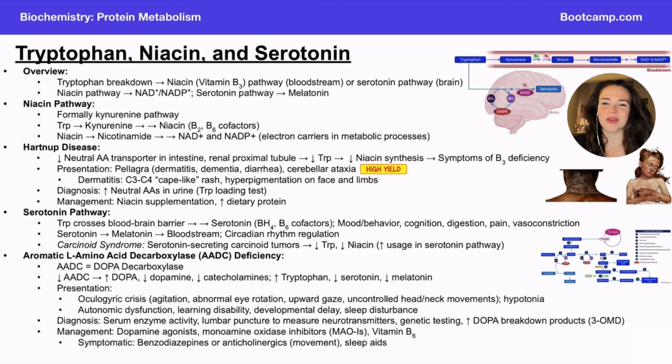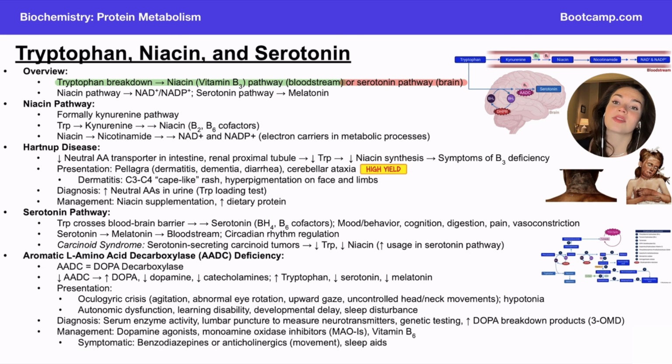Hi everyone, my name is Paige, and thank you so much for joining me for our lesson on tryptophan, niacin, and serotonin. In this video, we're going to be talking about the breakdown pathways for the amino acid tryptophan. And there are two major pathways. The first pathway is tryptophan being broken down into niacin, which is also known as vitamin B3. And that's a pathway that's taking place in the bloodstream. The other breakdown pathway for tryptophan is turning it into serotonin, and that is a pathway that is going to cross the blood-brain barrier and take place in the brain.